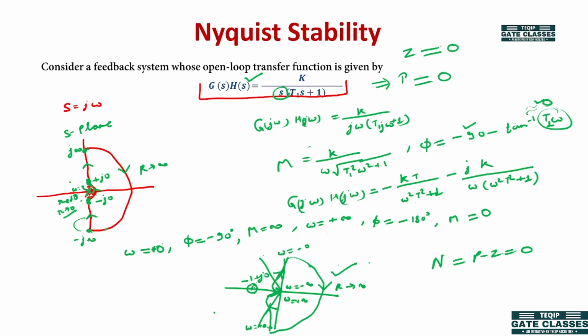Or else you can simply draw a line from origin and see how many encirclements there are around this point. If there exists any encirclement and your N is 0, then the system is unstable. But here N is 0 and there are no encirclements around the point minus 1 plus j0, so this system, that is G(s)H(s) equal to K upon s(T1 s + 1), is stable. Okay, this is stable for any value of T.